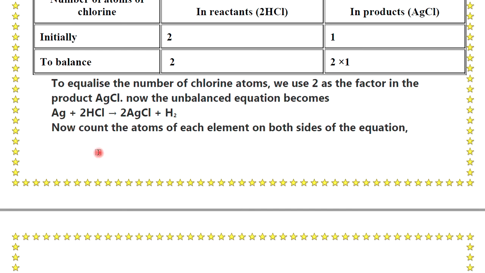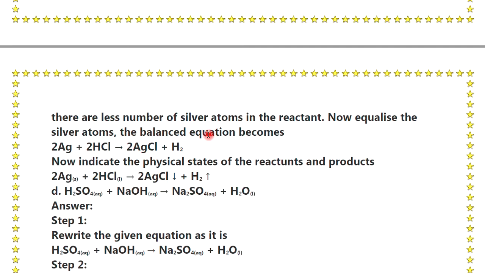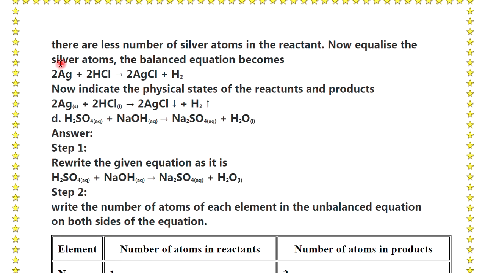Now count the atoms of each element on both sides of the equation. There is a smaller number of silver atoms in the reactant. Now equalize the silver atoms. The balanced equation becomes 2Ag plus 2HCl gives 2AgCl plus H2. Now indicate the physical states of the reactants and products: 2Ag plus 2HCl gives 2AgCl precipitated plus H2 evolved.